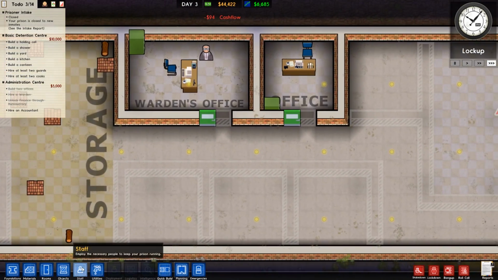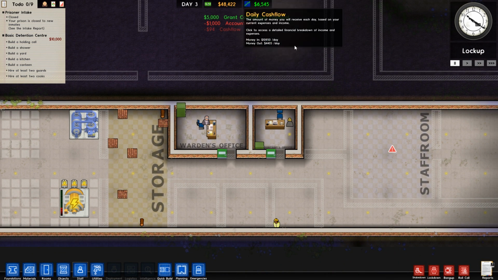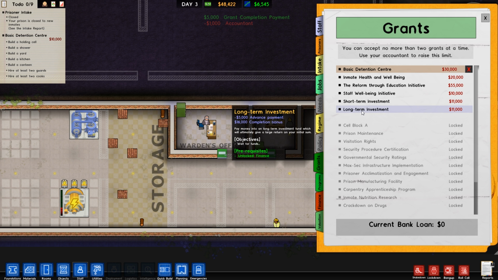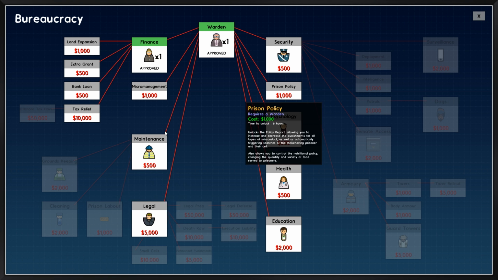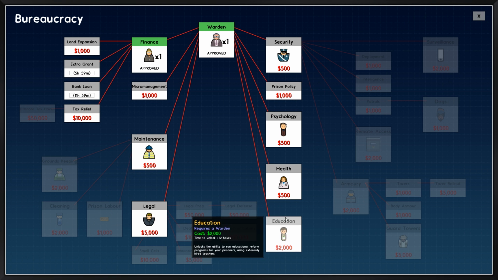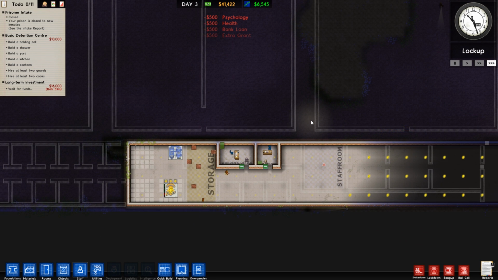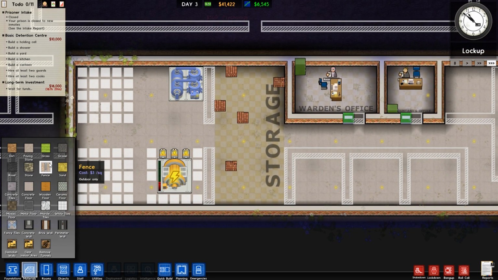So, we do need to hire an accountant. Let's go for that now. So, we'll go for one accountant. Bump, there we are, that is done. That is now a grant completed. I'm going to pick up the long-term investment first, because it takes the longest to finish, and I want to unlock extra grant and the bank loan, and then we also want to start unlocking health and psychology, because those will allow us to pick up another grant, which will be the well-being grant and such, and then we'll get that as a nice bonus as well. So while we are waiting, we will put in some walls here.